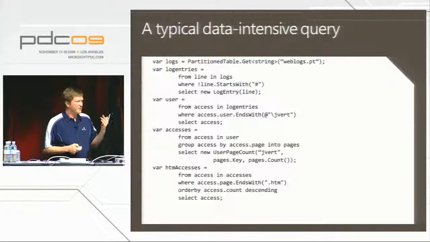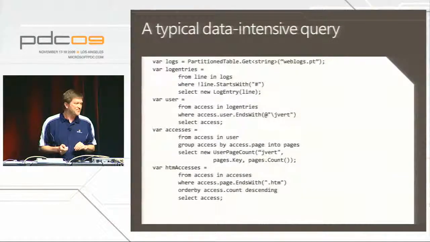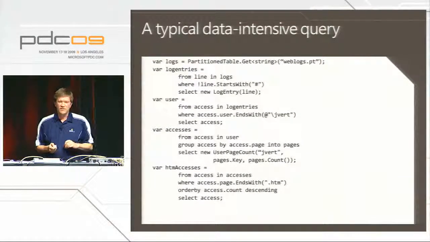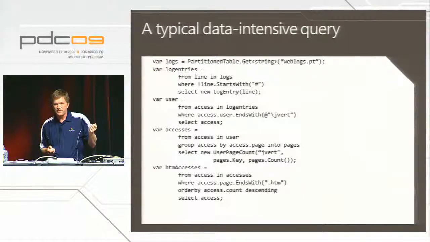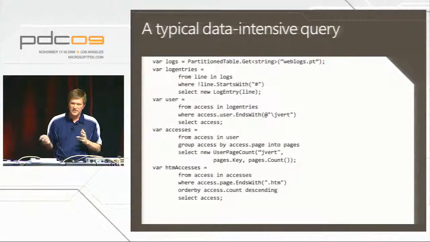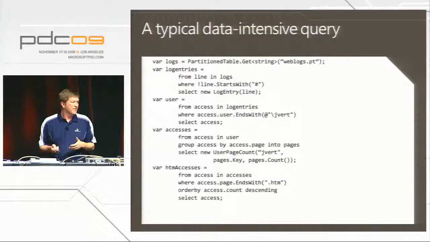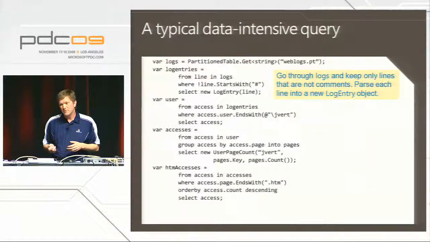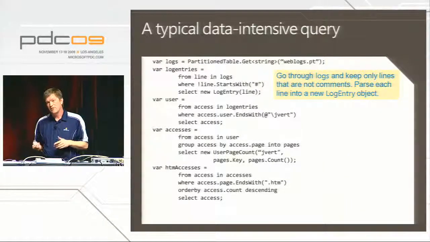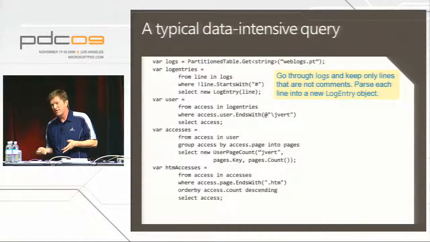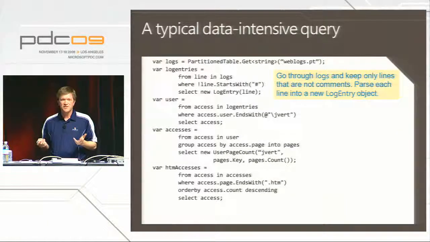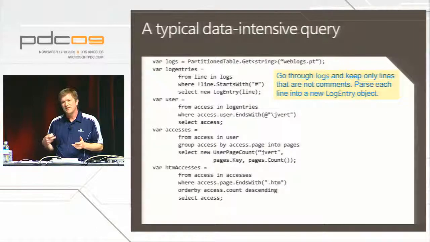So again, we start off with a partition table. And the get method on the partition table is a static method which takes an input file name and returns a generic type container of the strings. So in this case, the web logs partition file is just a container of string objects. These are just regular old .NET string objects that DryadLINQ knows how to serialize and deserialize from the partition table.